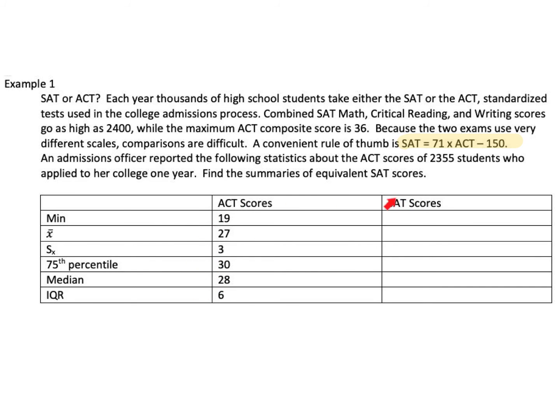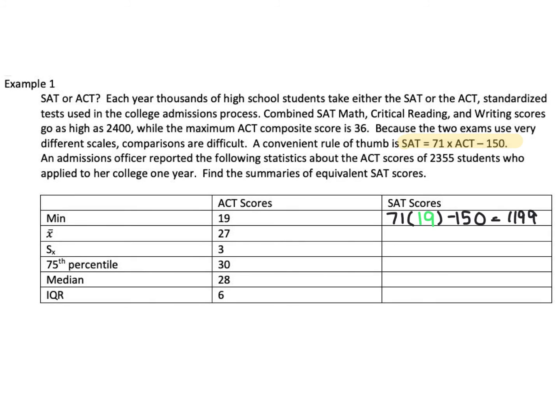So we're going to figure out what is the corresponding SAT score using this rule. Right? So the minimum value is just a data value. So all we need to do here is take 71 times 19 and subtract 150. And that produces an equivalent SAT score of 1199.